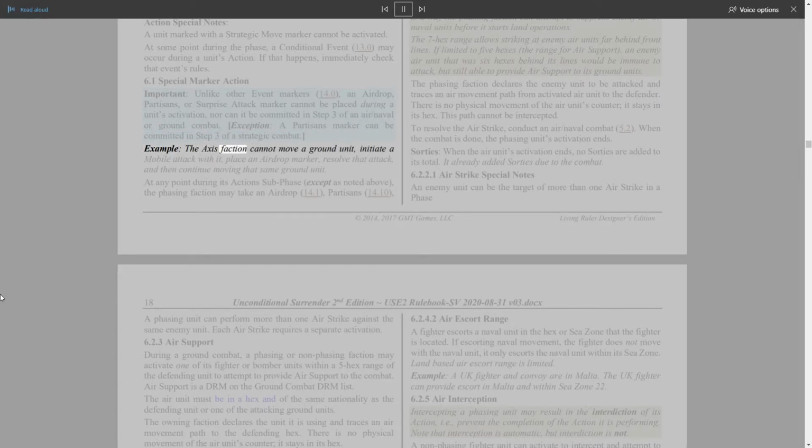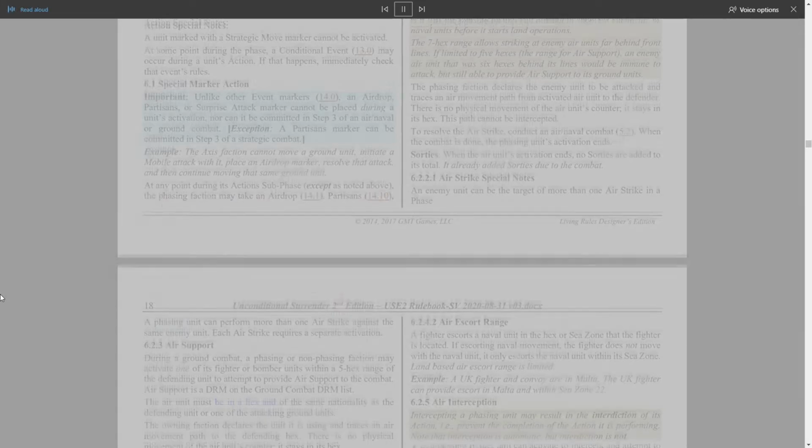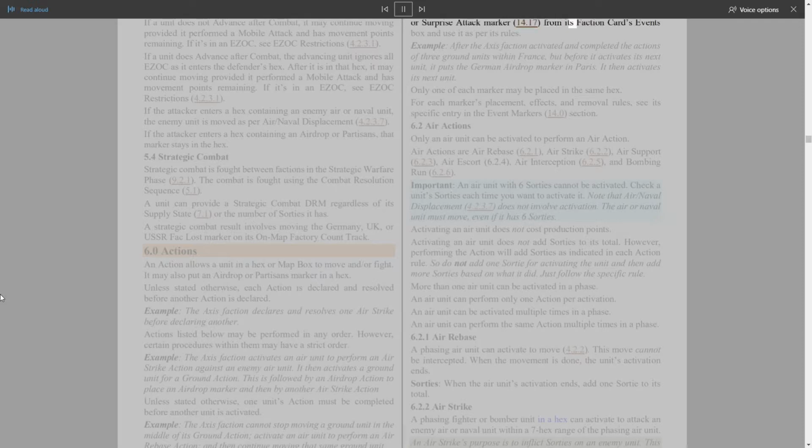Example, the Axis faction cannot move a ground unit, initiate a mobile attack with it, place an airdrop marker, resolve that attack, and then continue moving that same ground unit. At any point during its action subphase, except as noted above, the phasing faction may take an airdrop 14.1, partisans 14.10, or surprise attack marker 14.17 from its faction card's events box, and use it as per its rules.